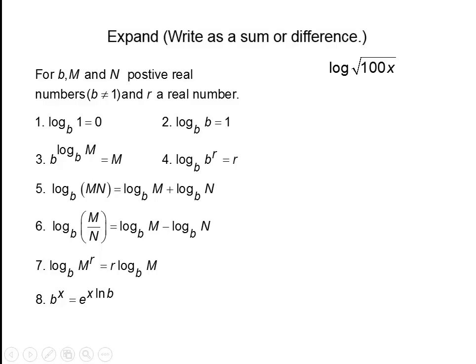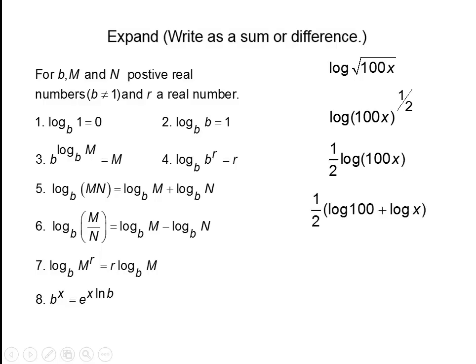How about this one? First, I'm going to write the square root as an exponent of 1/2. Next, the exponent of 1/2 can be written as a factor. Now, I'm going to use property 5 and write this product as a sum. You need to include parentheses because just like 1/2 was multiplying this entire factor, when we decide to rewrite the factor as a sum, we need to make sure that 1/2 is multiplying both terms.